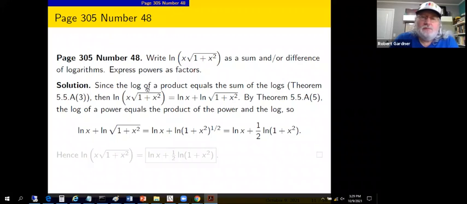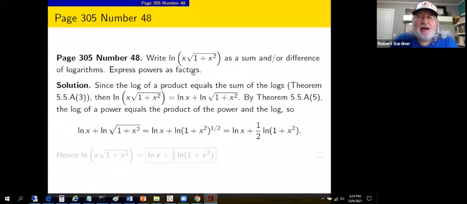Well, log of a product is the sum of the logs, as we know, and we got a product right here. We've got x times this square root thing. So the log of x times the square root thing will be the log of x plus the log of the square root thing. So we split that up. So we got a sum.